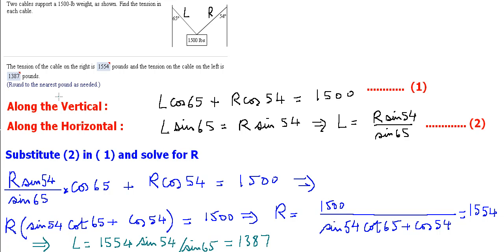but I need to round to the nearest pound. So if you round to the nearest pound, you end up with 1554 pounds. To find L, go back to the second equation, substitute the value of R, which is 1554 sine 54 over sine 65, and you end up with 1387. So the tension L is 1387, and the tension R is 1554.